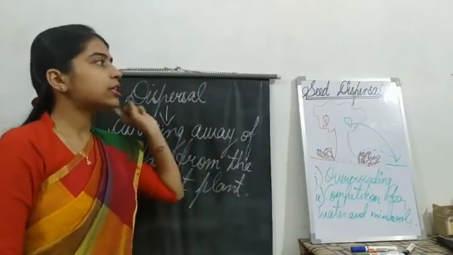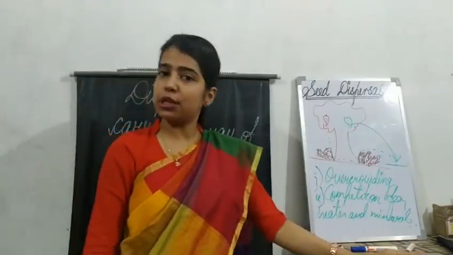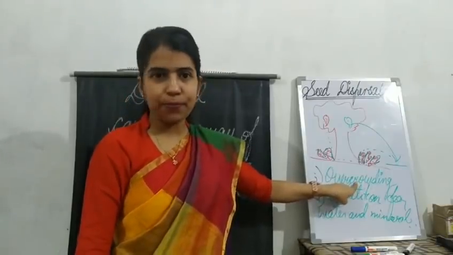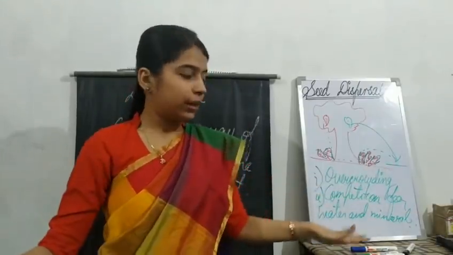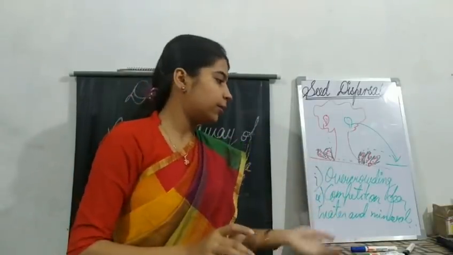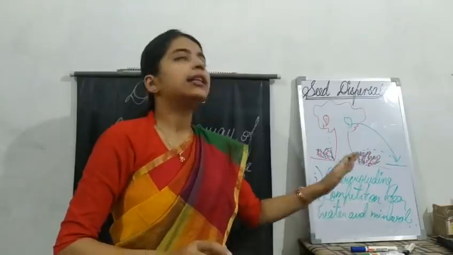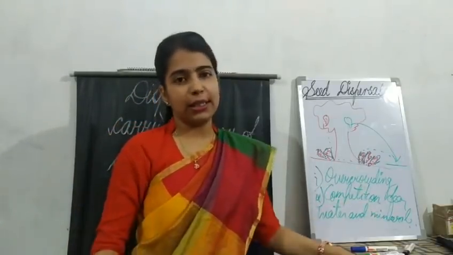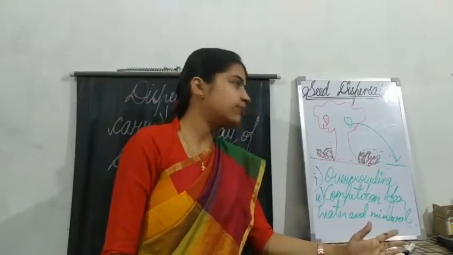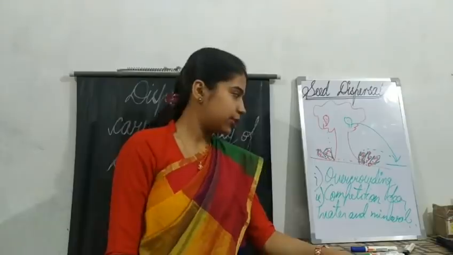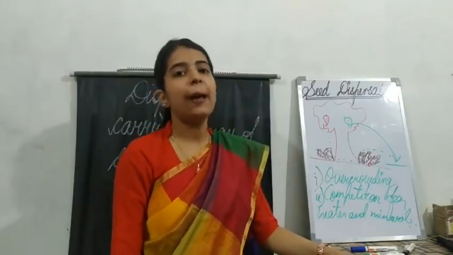And what is the main reason for dispersal of seeds? That is to prevent overcrowding of the seeds. The seeds won't gather at the same place, and this overcrowding of the seeds will be prevented. And second, there will be less competition for water and minerals among the seeds. So that means every seed will get sufficient space to grow. Is that clear? Sufficient space, they will get sufficient water and minerals.